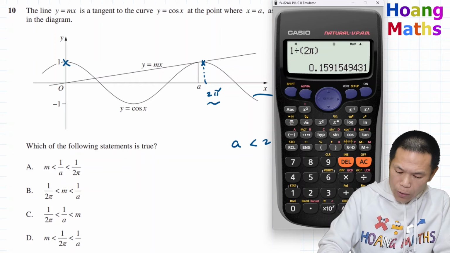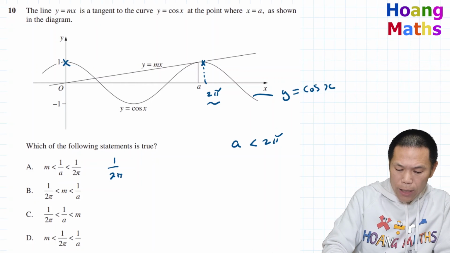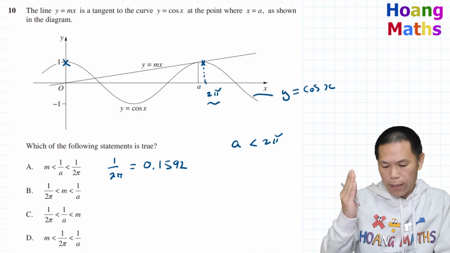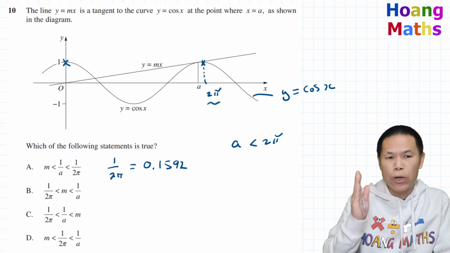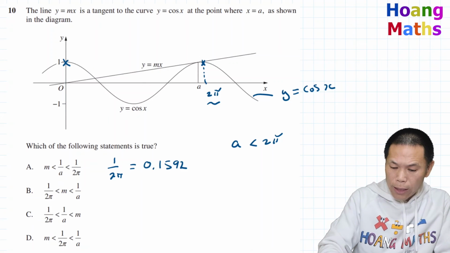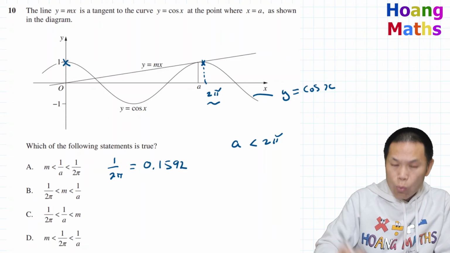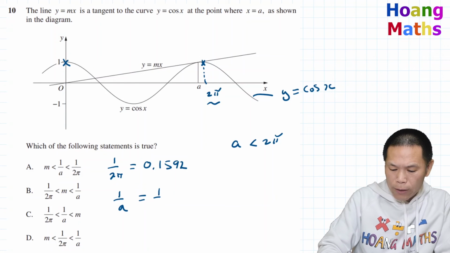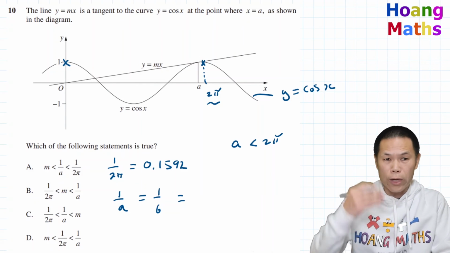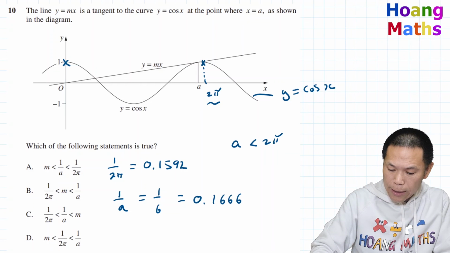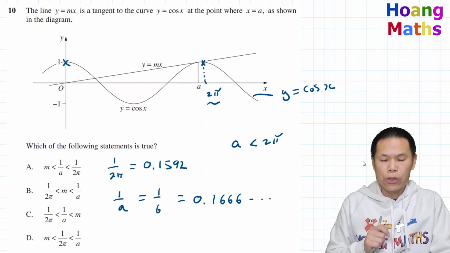So that is 0.1592. Let me just write this down. 1 over 2 pi is 0.1592. And we know that A is just before 2 pi, so you can let A be equal to 6, or 5.9, 5.8, whatever, okay? So let's just say A is 6. Because it's just before 2 pi, 1 over A is 1 over 6. So I can just put it in a calculator. So that gives me 0.1666 and so on.